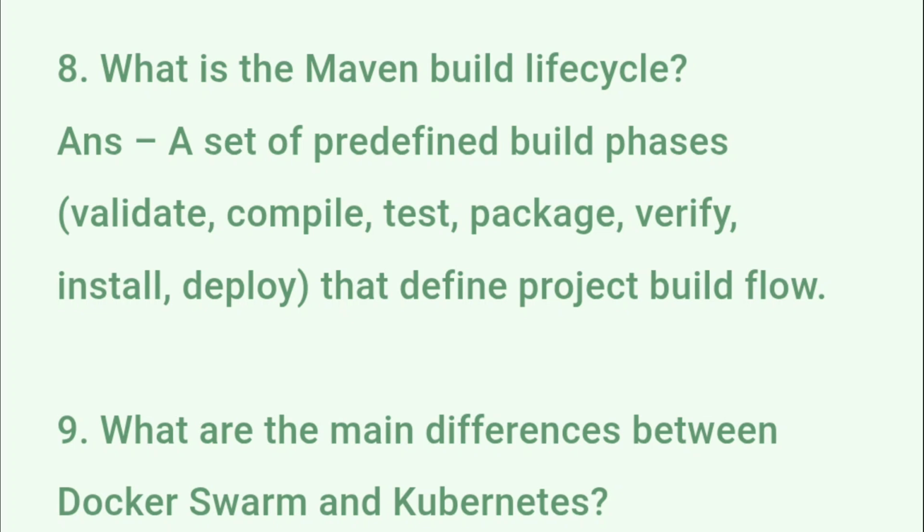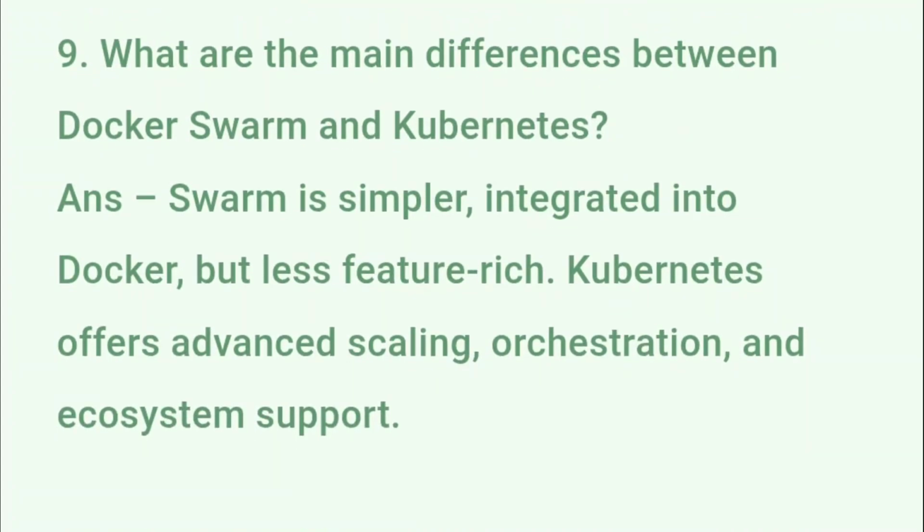whatever the source code is there, that will be validated, compiled, and then tested, then packaged, then verified and installed, the dependencies, and then deployed. Okay, so these are the phases within that. So validate, compile, test, package, verify, install, and deploy. These are the phases. So it was in a sequence, and this was the life cycle for standard Java project builds.